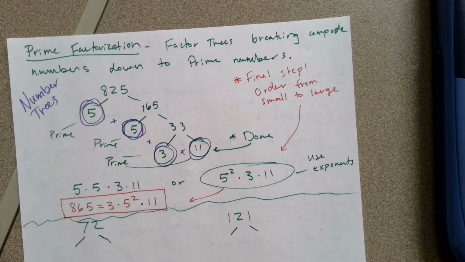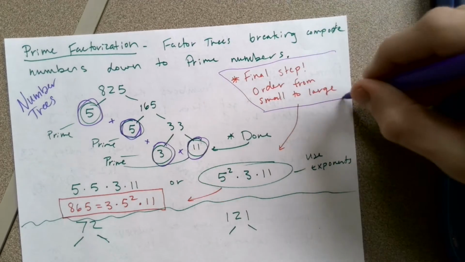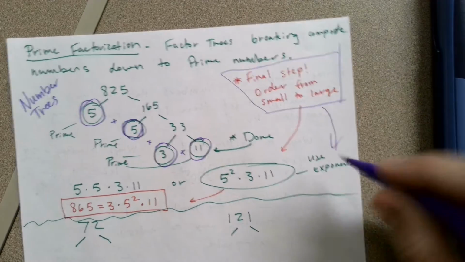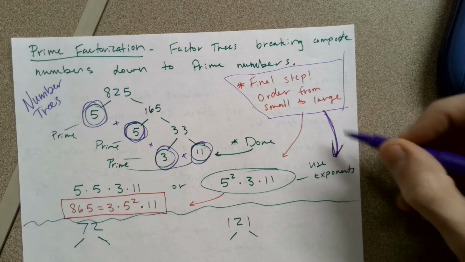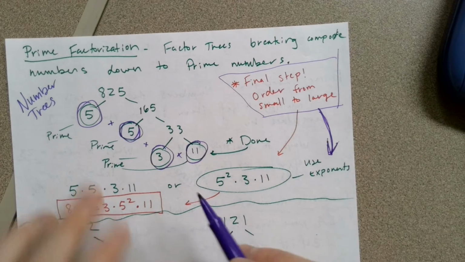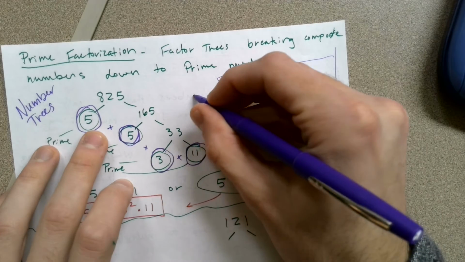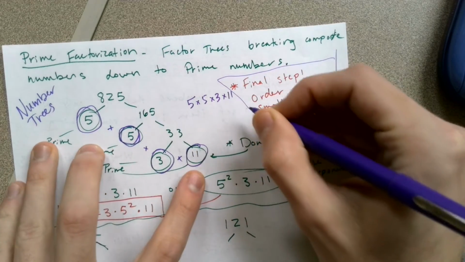To complete our prime factorization, I put our tip right here. There's a few steps we have to use. We use exponents. We talked about those last week. We'll show you one right here in a second. And the last step is order them from small to large. So right away, I multiply these. I get 5 times 5 times 3 times 11.